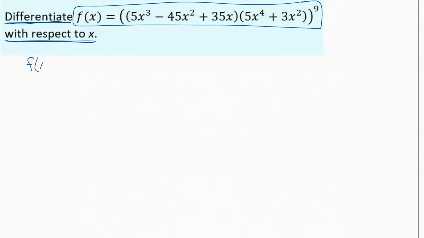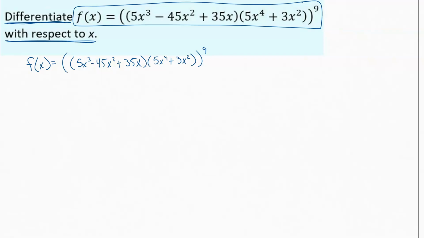So as you're writing the problem down, kind of listen to what you're saying. You're just saying, okay, I've got 5x cubed minus 45x squared plus 35x, that times 5x to the fourth plus 3x squared, all of that raised to the ninth. All of that raised to the ninth should kind of give you a hint of what your primary rule is. The other thing I tell my students when they're doing these is to identify what I just call the shape. There's three main shapes when you're looking at a derivative problem, and whichever shape you've got kind of tells you what your primary rule should be.